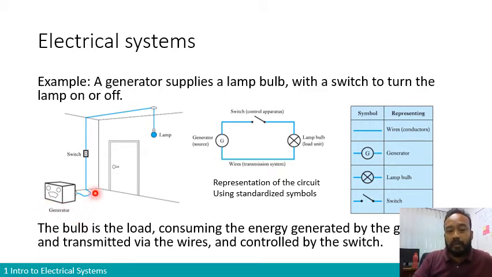So the power comes from the generator that supplies power to the lamp, and of course in between you have some sort of switches to control the energy delivery, whether you want to switch it on or switch it off.